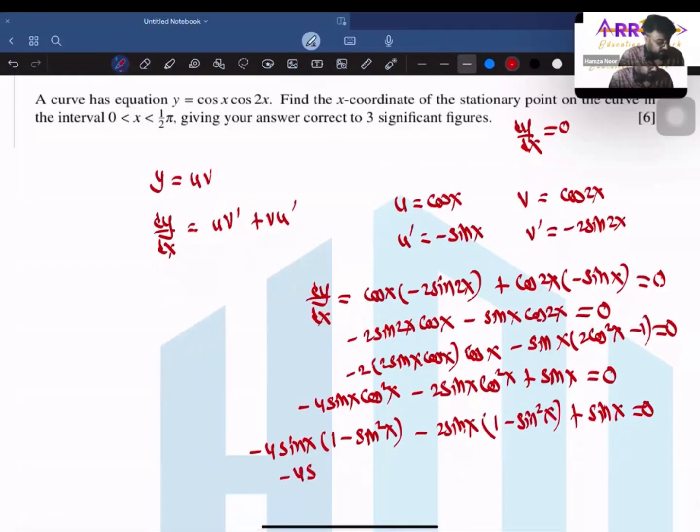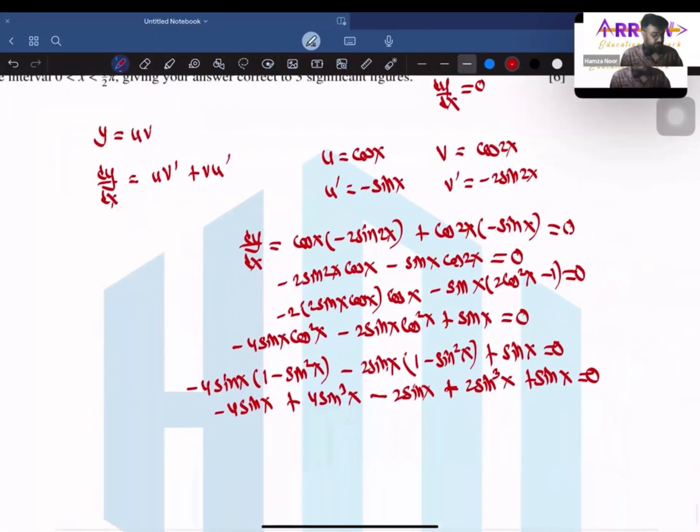So therefore, minus 4 sin x plus 4 sin cube x minus 2 sin x plus 2 sin cube x plus sin x, and this whole thing is equal to 0. Let me erase this, there is some glitch of the pen. So plus 2 sin cube x and then plus sin x, and this whole thing is equal to 0. So far we have achieved this much. Now I can simplify the terms.